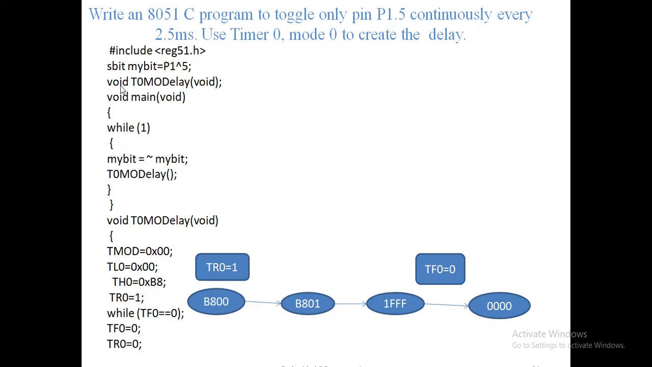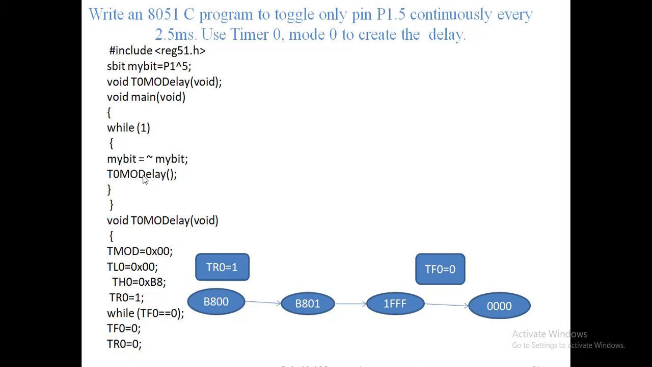Now this part I hope you understand. #include, sbit y means P1^5, only one pin I am using. This is a keyword you have to use to access this one pin. I assign it some name, mybit, and void T0M0. This is timer 0 mode 0. For easy understanding I kept T0M0 as the delay function name. Delay, this is a sub function. This function, after this main program, has to be written after the main program.